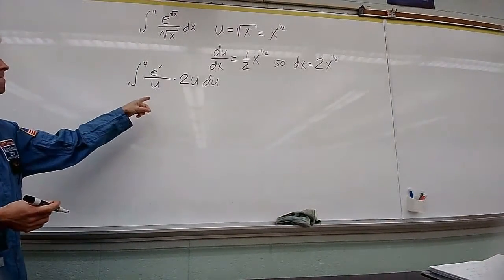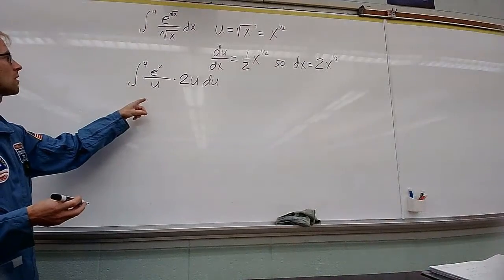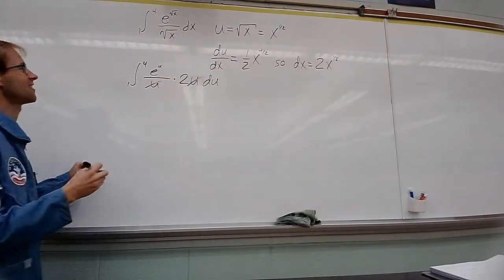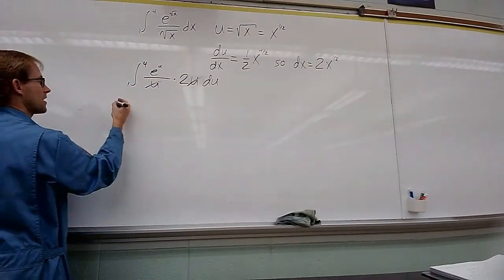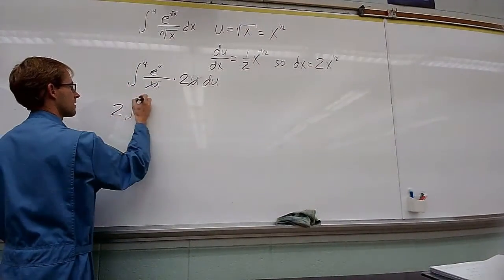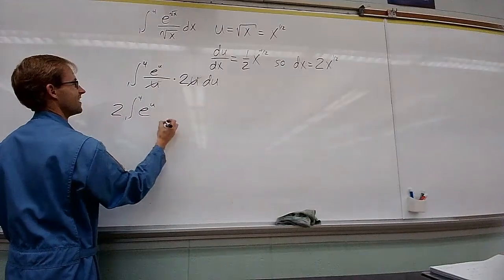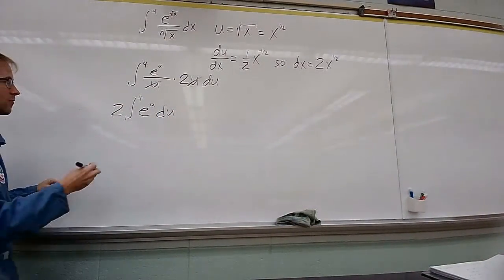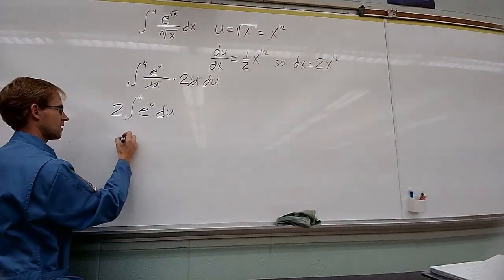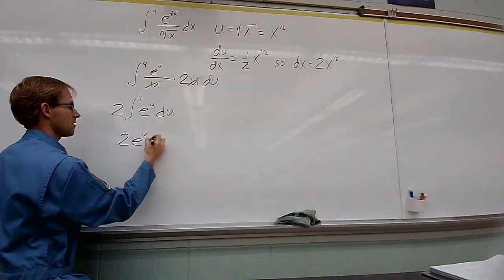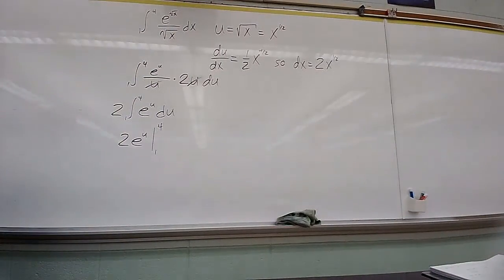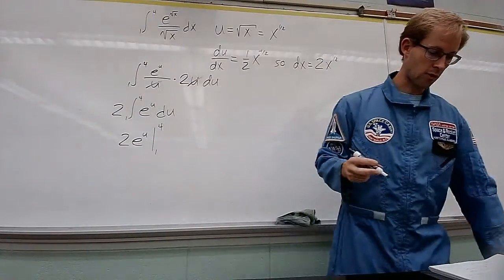So this one, next step is to cancel u. Yep, the u's go away. Very good. The 2 can come out in front. Now we're getting somewhere. Actually, this one gets easy. The integral of this is equal to that, so 2e to the u evaluated from 1 to 4. So 2e to the 4 minus 2e is equal to something, and that should be 9.34.